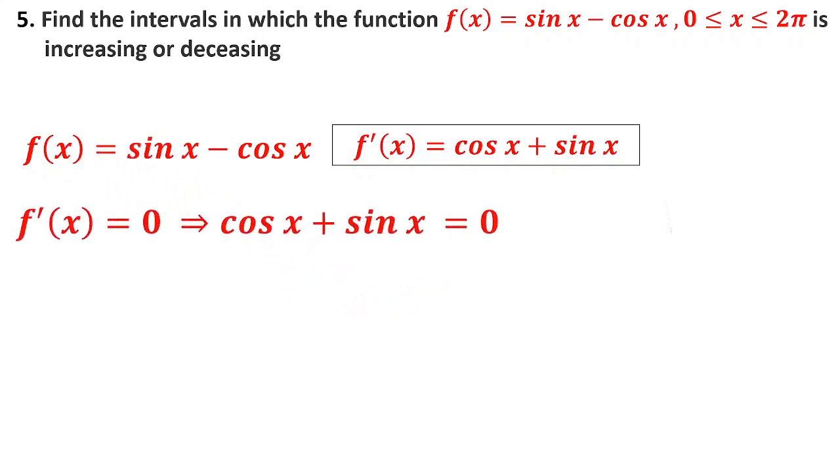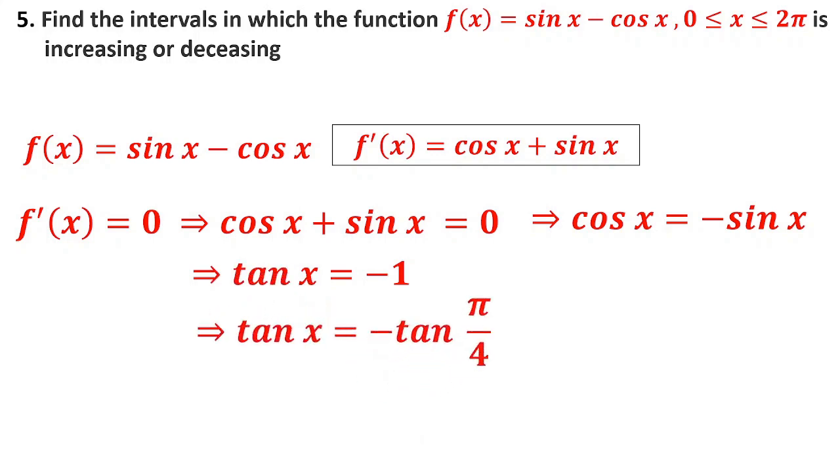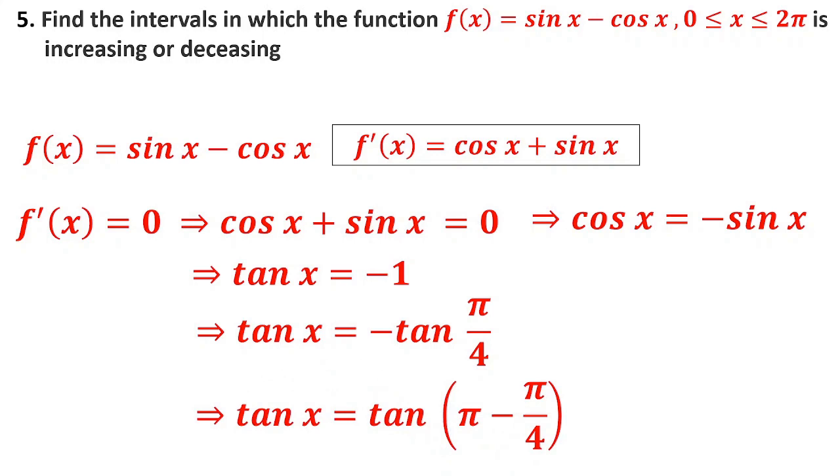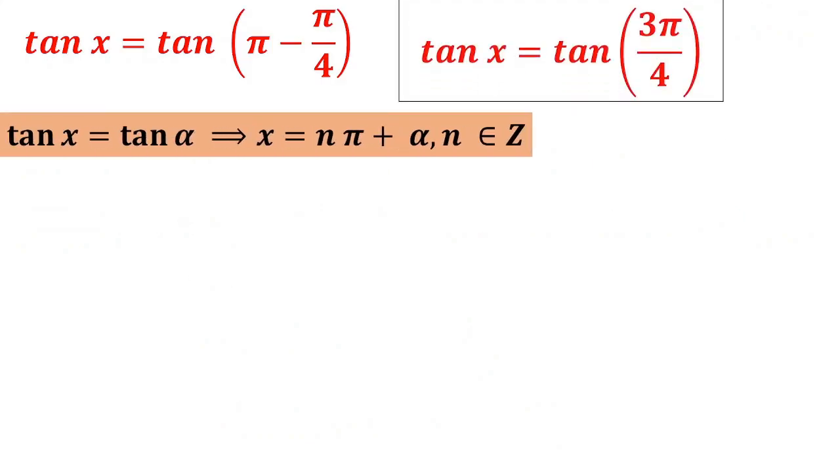Well, very quick, we will take f dash of x. I am equating it to 0. I am getting the critical point as tan x equal to minus 1. But when tan x is minus 1, it is minus tan pi by 4. Therefore, it is tan of pi minus pi by 4. Be careful, because minus tan pi by 4 should be written as tan of pi minus pi by 4, which is nothing but tan of 3 pi by 4.